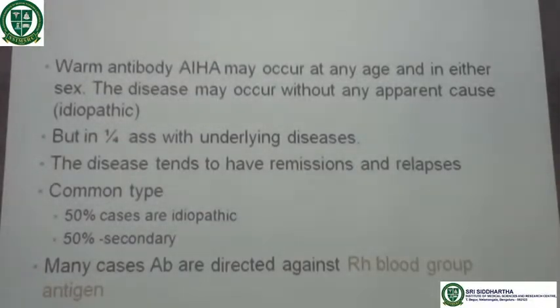This warm AIHA can happen at any age. Okay, the disease may occur without any cause also, but in 25 to 30% of cases we have seen underlying causes. The most common type is idiopathic, 50% idiopathic, 50% secondary to some diseases. This disease tends to have remissions and relapses. Remission means when you give treatment the patient becomes completely fine. That is remission. Okay, relapse, again the disease comes back. Okay, and in many cases the antibodies are directed against the Rh blood group also. Okay, these patients have moderate symptoms.